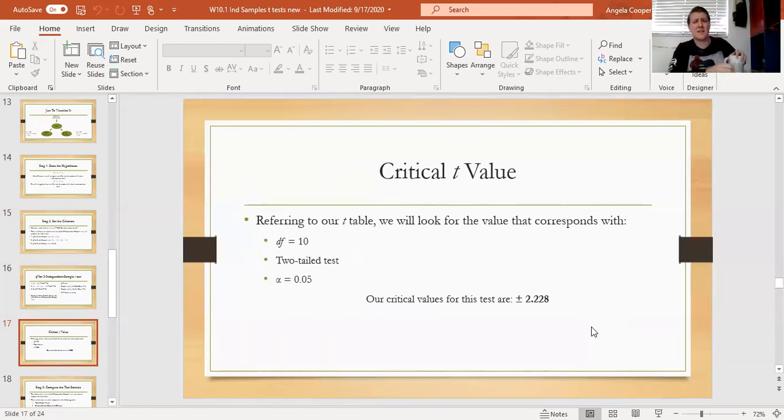I've already looked in the t-table, and our critical values are plus minus 2.228. You can look at the t-table right now, look in the degrees of freedom row for 10, and look in the column that has the two-tailed test with alpha set at 0.05. You're going to find it at plus minus 2.228.